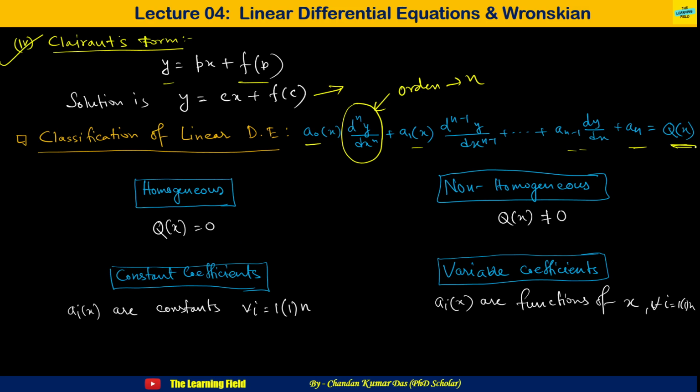If this q(x) equal to 0, then we call the differential equation homogeneous, and if q(x) is not equal to 0, then this differential equation is called non-homogeneous. Now there are two things, one is constant coefficient and one is variable coefficient. If these a1, a2, up to an are constant, then we call this linear differential equation one with constant coefficients. If these are variable in x, then we call it a linear differential equation with variable coefficients.